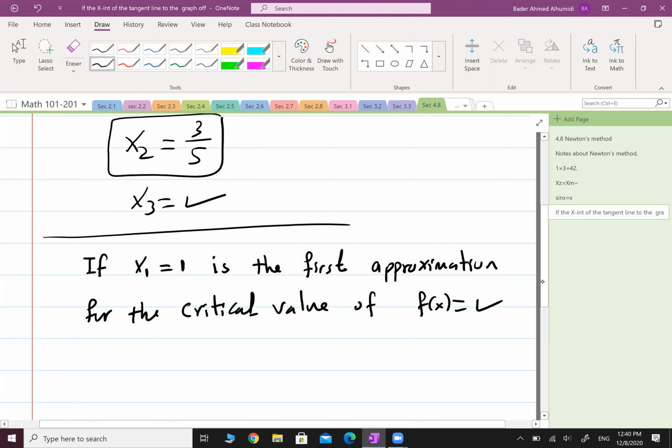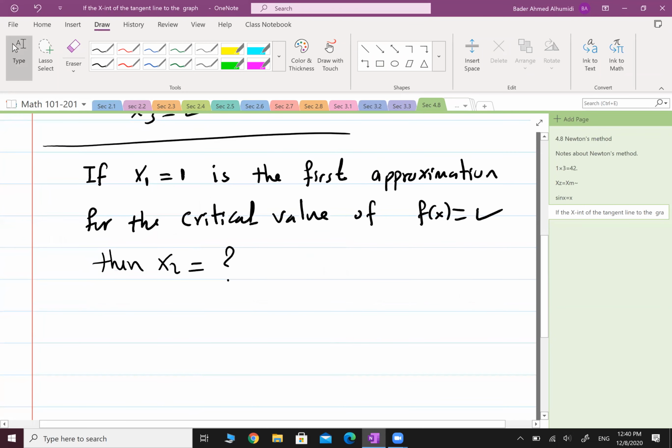God willing, we will solve all these problems in the reviews. When it says x1 is the first approximation of the critical value, then it says x2 is equal to what? What does the question mean? What do we apply now, the Newton method? If the Newton method is used to approximate the critical values of the given function, then x2 equals what?